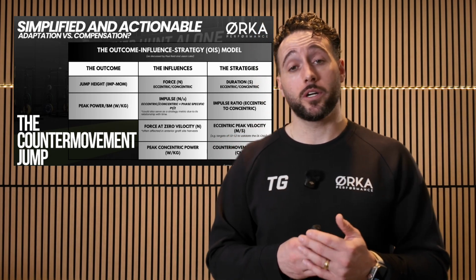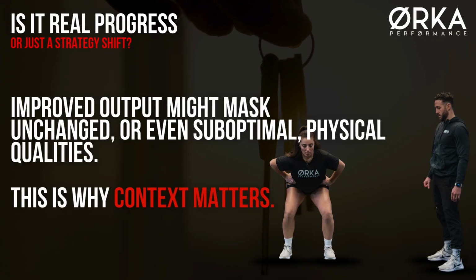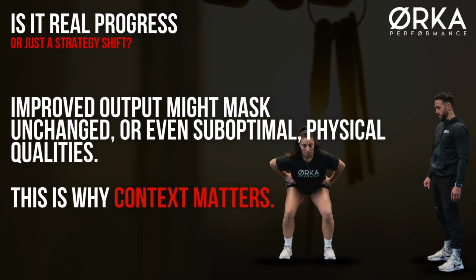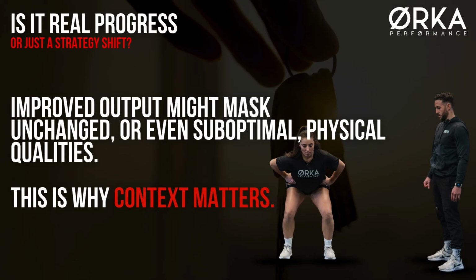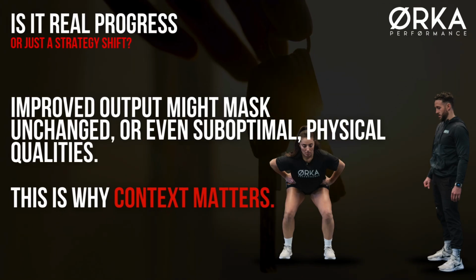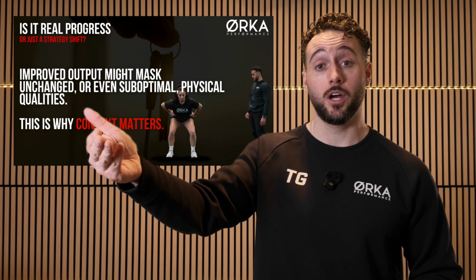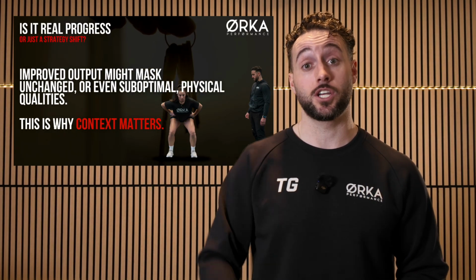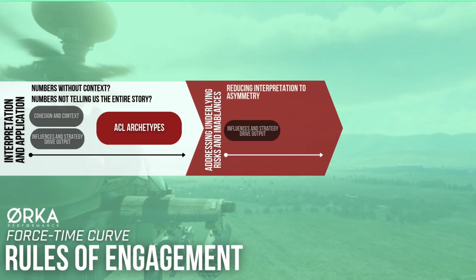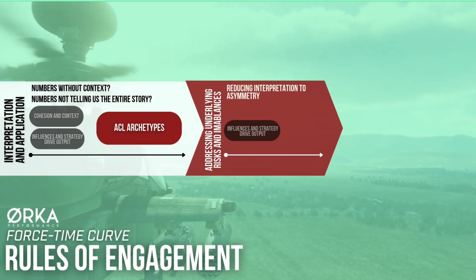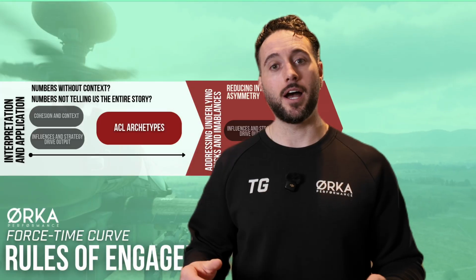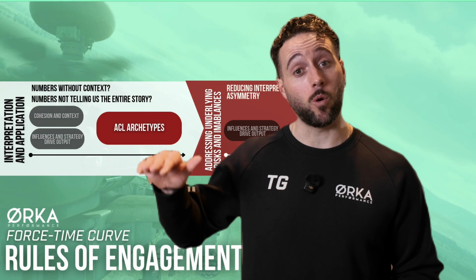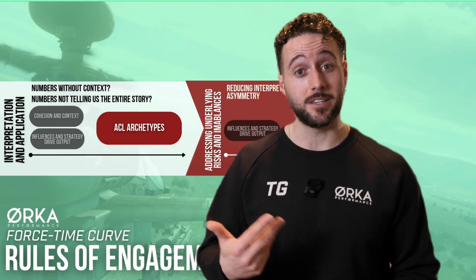So when we're looking to improve output, we're making sure that we didn't mask unchanged or even suboptimal physical qualities. Context is always going to matter. And before we pat ourselves on the back for an improvement in output, we're going to take a look at what's driving that and also the strategy that the athlete utilized to achieve that output. Now, these drivers don't really exist in isolation. ACL athletes organize into patterns, as we discussed, and there's certain curve shapes and waveforms that are going to show up repeatedly through the ACL process.